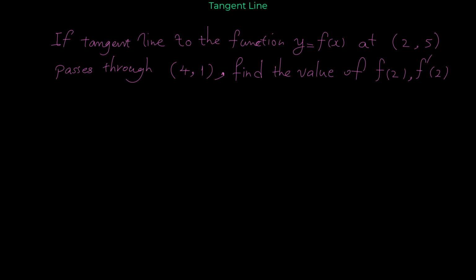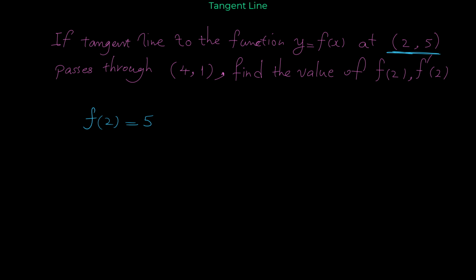Now look at this question. If the tangent line to the function y equals f of x at the point (2, 5) passes through the point (4, 1), find the value of f of 2 and f prime of 2. So the tangent line to the curve y equals f of x at the point (2, 5). The 2 is the x coordinate of the function and the 5 is the y coordinate corresponding to 2. So what is f of 2? Clearly f of 2 is 5.